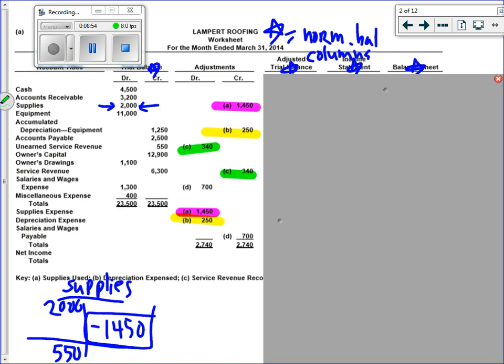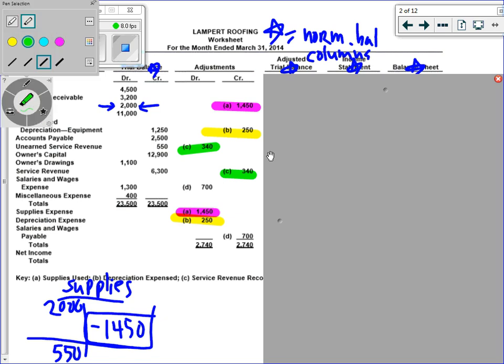And they must be telling us our salaries and wages. Accrued salaries are $700. That means our employees worked $700 worth of time. We just haven't paid them yet, just because the year ended right in the middle of their pay period. So that payable will increase. Salaries and wages payable, salaries and wages expense. We have a debit, we have a credit.